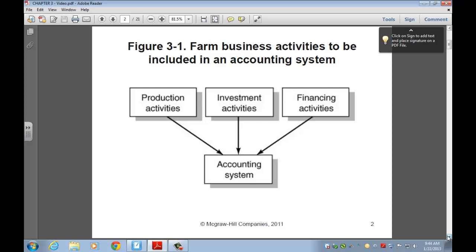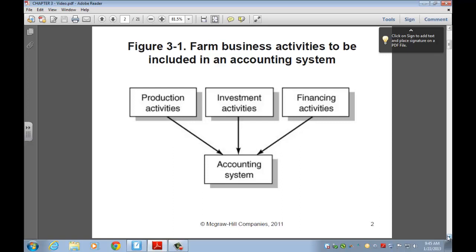Production activities. These accounting transactions involve activities related to the production of crops and livestock. Revenue from product sales or other farm revenue is included here, as are production expenses.